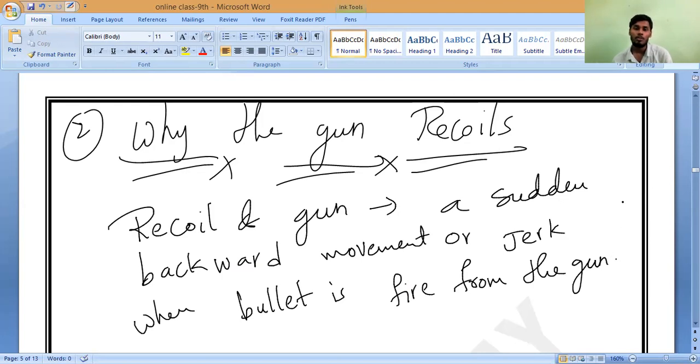What about normal guns? Normal guns also you have to hold very tightly. If not, it will slip from your hand, because that much force is acting on our hand. That is why shooting is not an easy task, because the bullet produces a huge amount of momentum, and the same amount of momentum acts on our hand also. Momentum means mass into velocity.